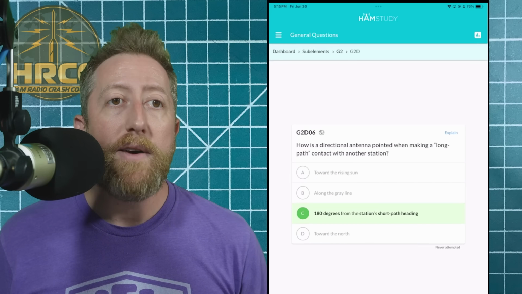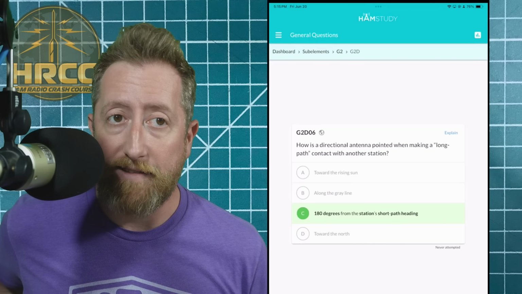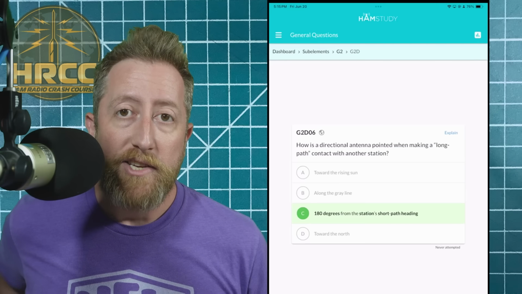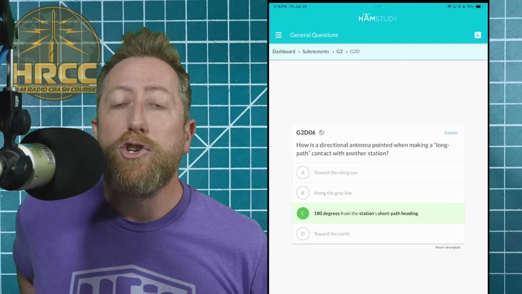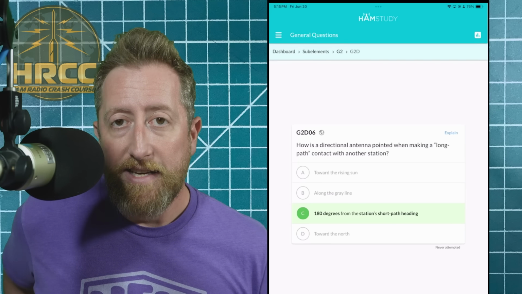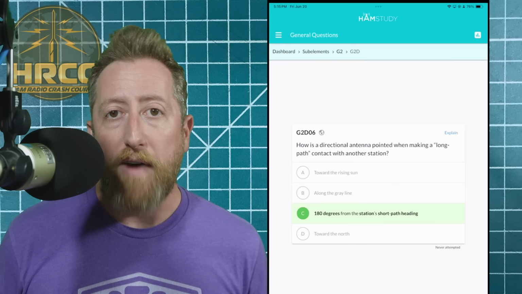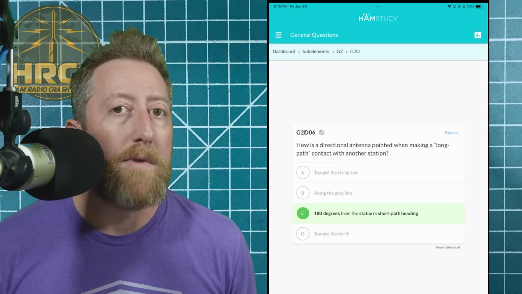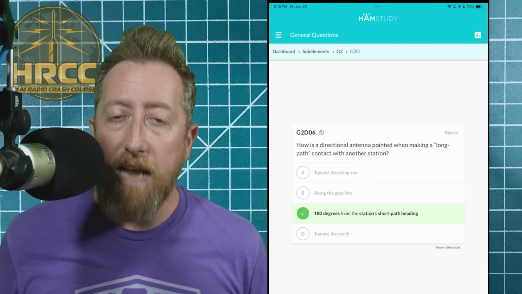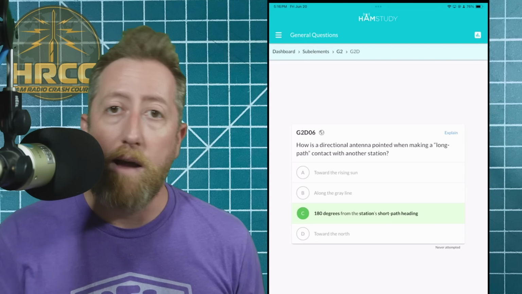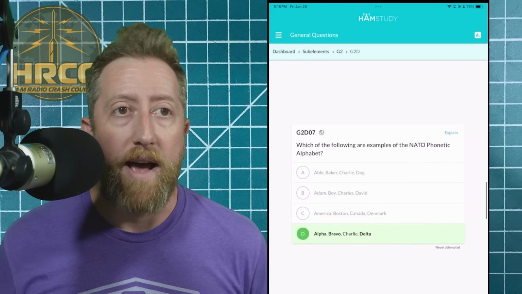Let's go. Number 6, how is a directional antenna pointed when making a long path contact to the other station? So it's C. It's 180 degrees from the station's short path heading. So if you think of the globe that we live in, if I was talking to Japan and I wanted to see if the long path was open, I would point my beam 180 degrees opposite of where I was pointing at the station I was talking to, and we could test for long path propagation.